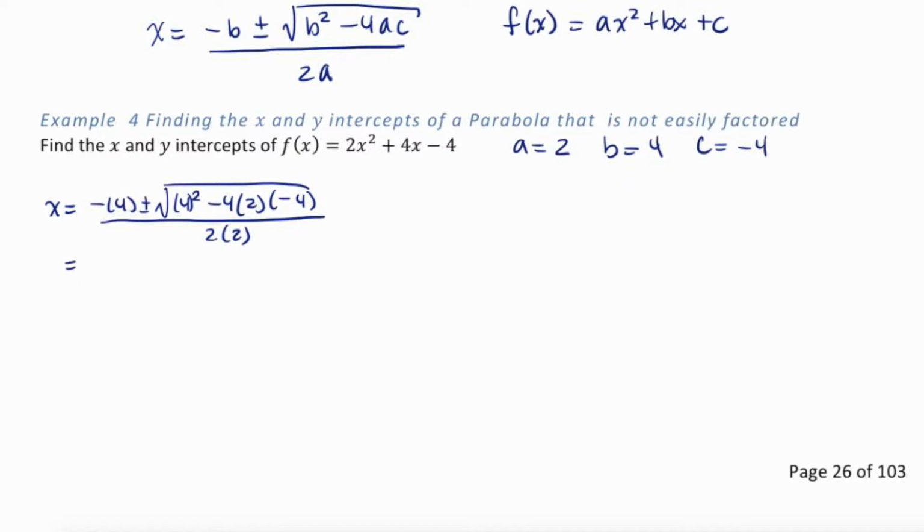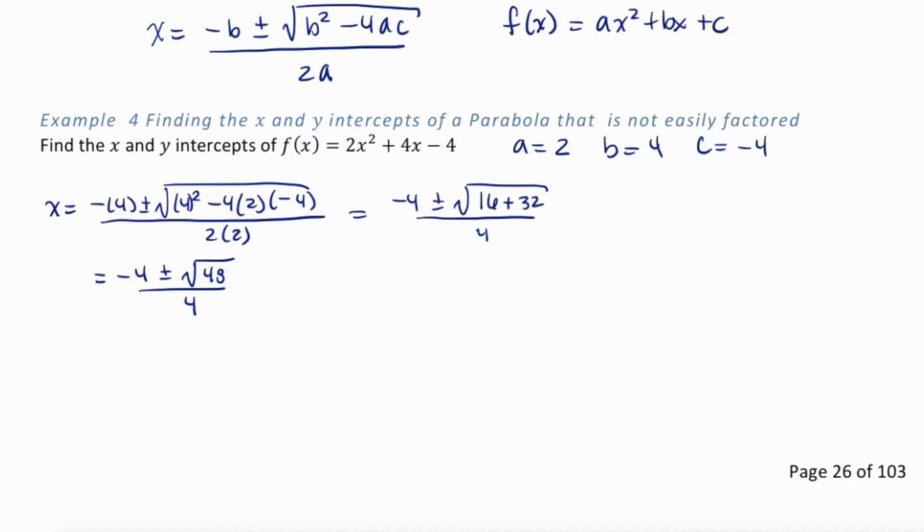So I have -4 plus or minus the square root of 16 minus, well, let's see, this is a negative times a negative, so we'll have a positive. And we have 4 times 2 is 8, times another 4 is 32. So 16 plus 32 divided by 4. So I have -4 plus or minus the square root of 48 divided by 4.